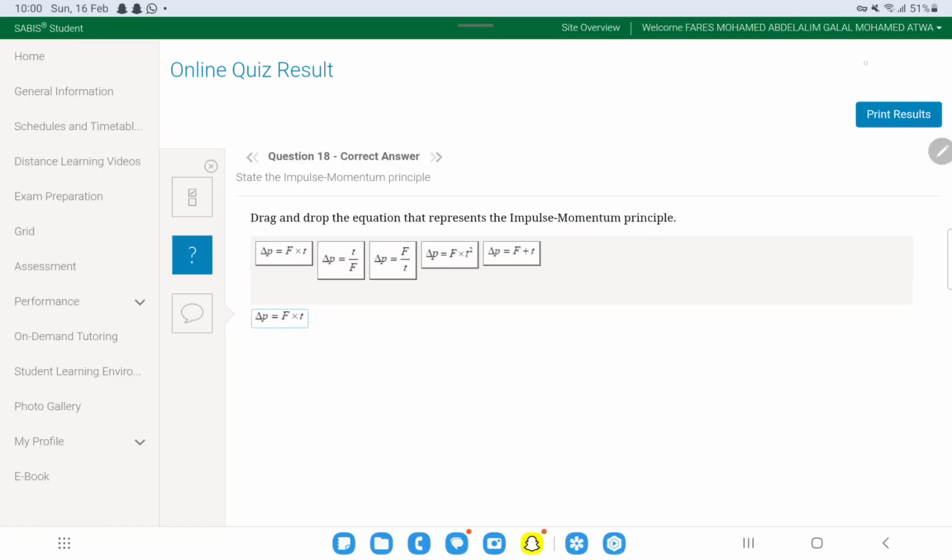Here they want the impulse momentum principle. We know that delta P is equal to J, the impulse, and it's equal to F times delta T. That's it.